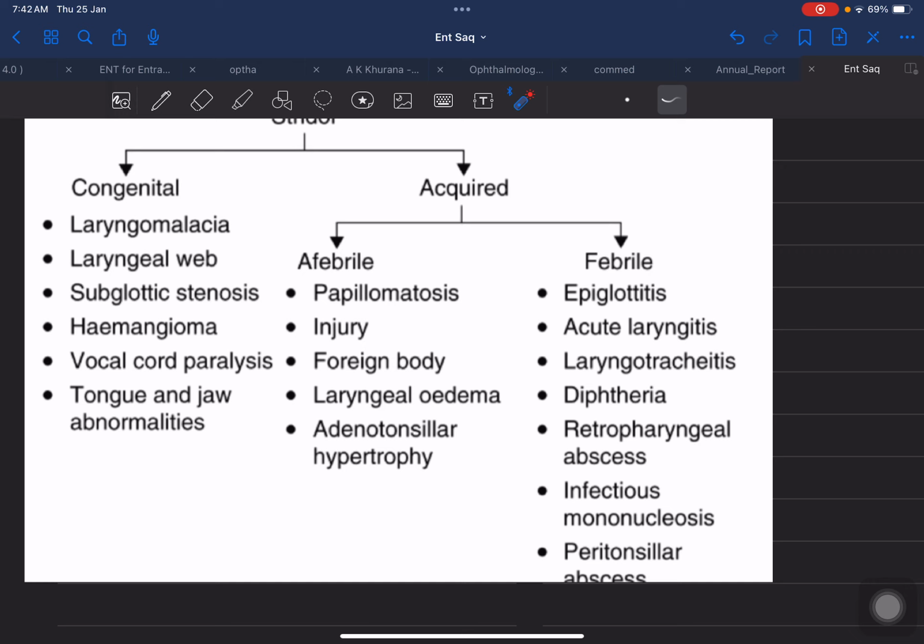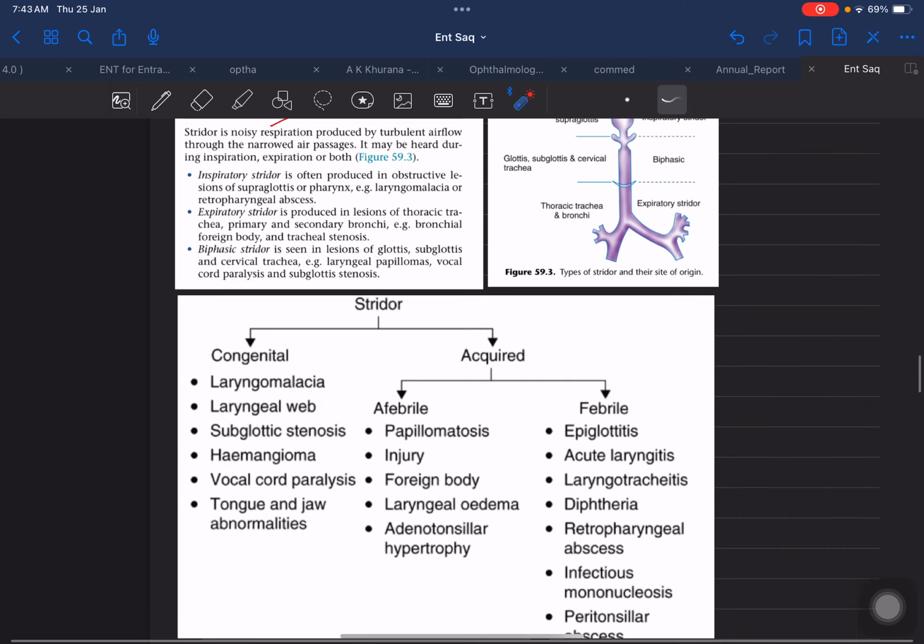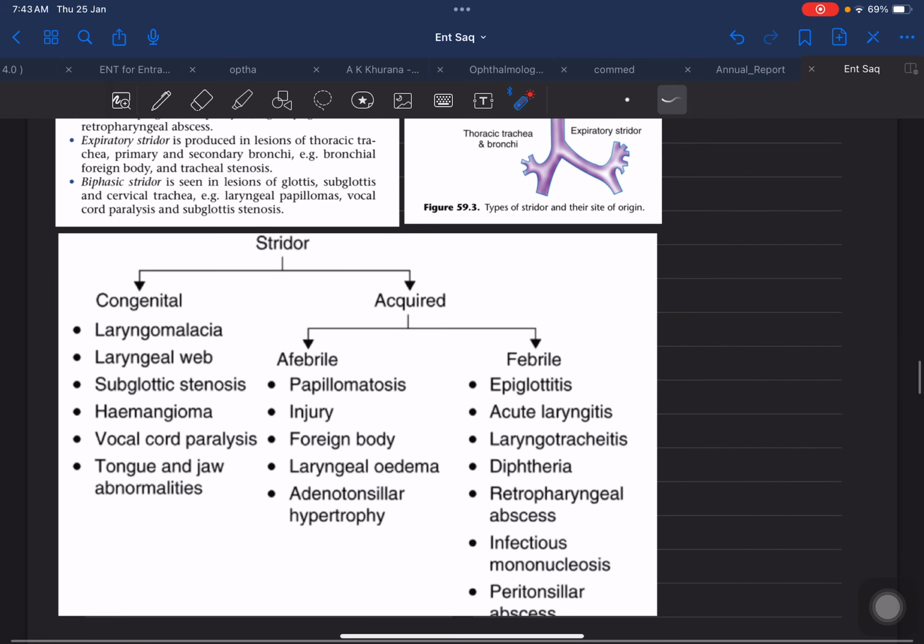And the afebrile ones are papillomatous injury, foreign body, laryngeal edema, and adenotonsillar hypertrophy. These are the acquired ones: adenotonsillar hypertrophy, laryngeal edema, foreign body injury, and papillomatosis. So these are the different etiologies of stridor.